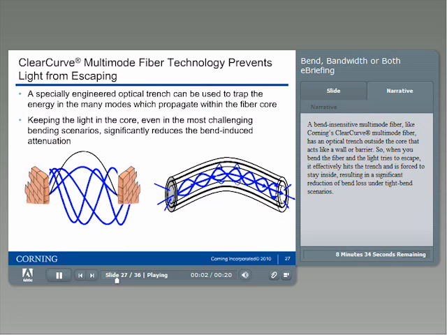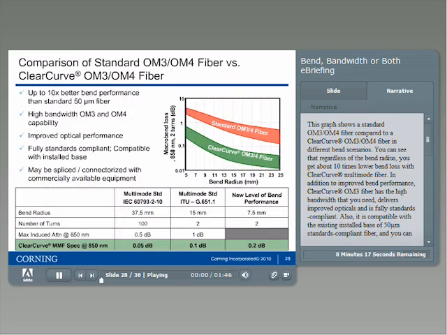A bend-insensitive multimode fiber, like Corning's ClearCurve multimode fiber, has an optical trench outside the core that acts like a wall or barrier. So when you bend the fiber and the light tries to escape, it effectively hits the trench and is forced to stay inside, resulting in a significant reduction of bend loss under tight bend scenarios. This graph shows a standard OM3 or OM4 fiber compared to a ClearCurve OM3 or OM4 fiber in different bend scenarios. You can see that regardless of the bend radius, you get about 10 times lower bend loss with ClearCurve multimode fiber. In addition to improved bend performance, ClearCurve OM3 fiber has the high bandwidth that you need, delivers improved opticals, and is fully standards compliant.